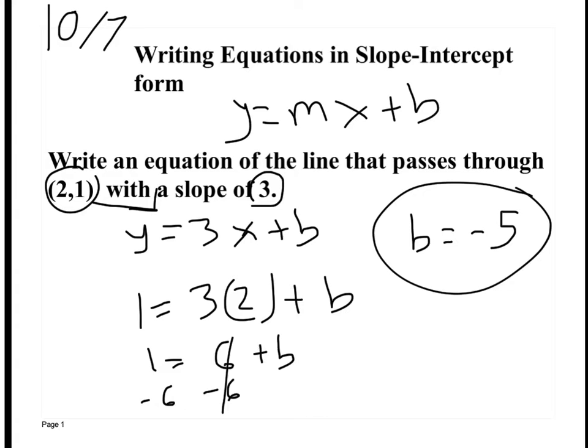And so, is that my answer though? No, because I have to have slope-intercept form, right? I have to have it all written out. So y equals 3x minus 5. There you go.